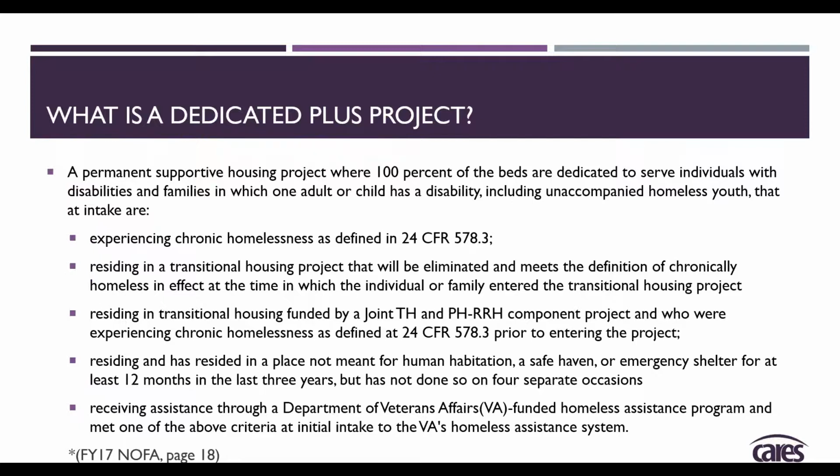The third is someone who has been homeless, so living on the street, living in a place not meant for human habitation, or in a shelter for 12 months within the past 3 years, but it's not the 4 separate occasions that are required to be chronic. You can take folks who are a level below. That's kind of what HUD was saying during the conference.